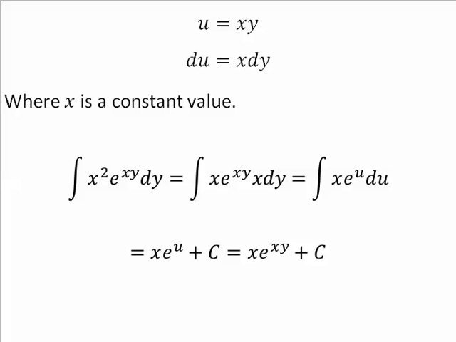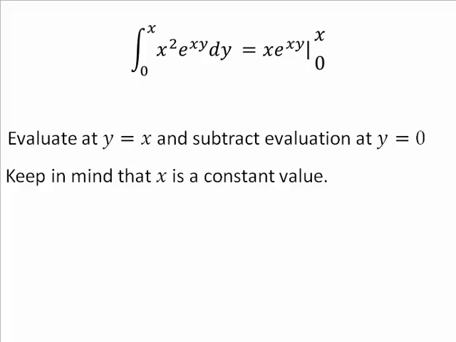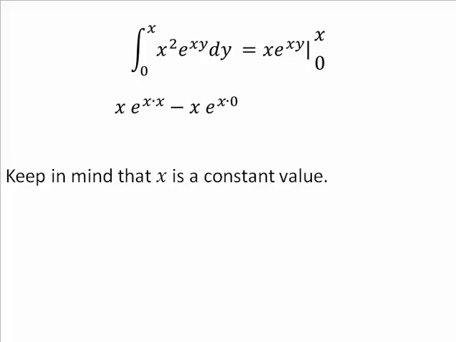So let's put that in our definite integral, and we evaluate at y equals x, and then subtract the evaluation at y equals 0. So y is running from 0 to x, evaluated at x, evaluated at 0, find the difference. Now keep in mind x is just a number. All right, so do the evaluation, and this is what I get. Now, e to the 0 power is equal to 1. And so when the dust settles, I get x times e to the x squared minus x.